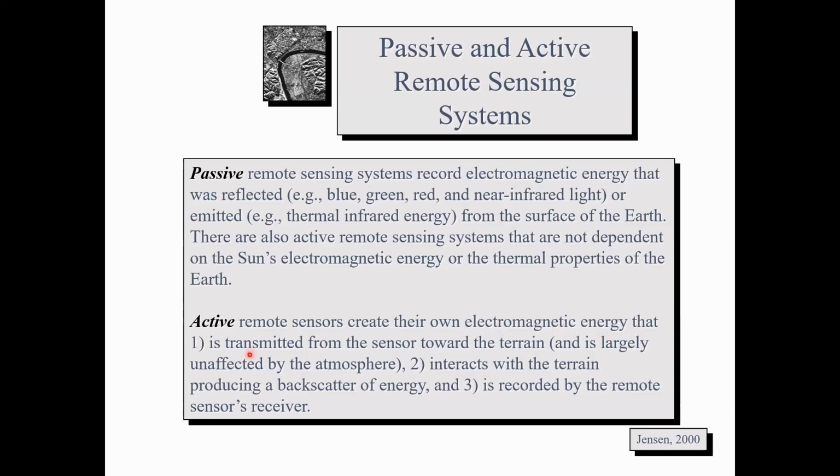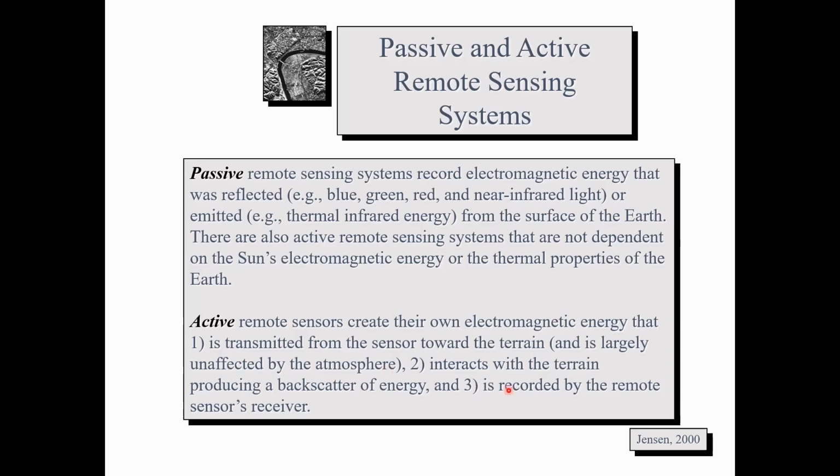The energy emitted by this sensor is transmitted towards the terrain or any surface, and is largely unaffected by the atmosphere. Why? Because this active remote sensing is normally done in the microwave part of the spectrum. If you remember clearly, when you were taught the electromagnetic spectrum, starting from your left, you have cosmic rays and X-rays, then the ultraviolet, then the visible, then the infrared part of the band, and next the microwave. The microwave part of the spectrum has a larger wavelength, and because it has a larger wavelength, it is not affected so much by the atmosphere.